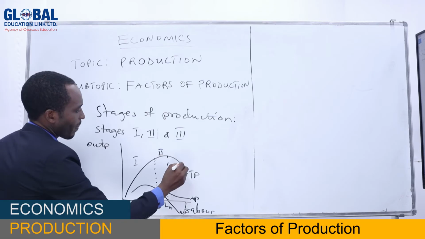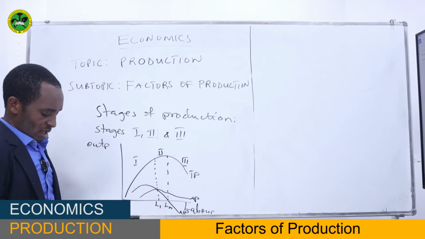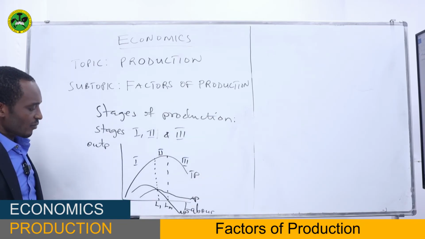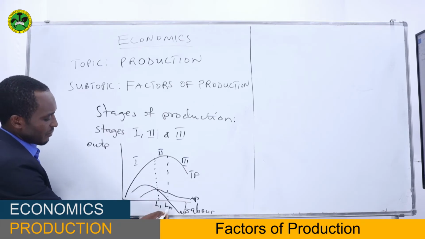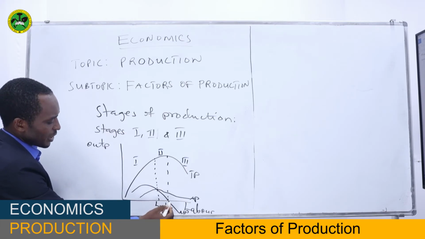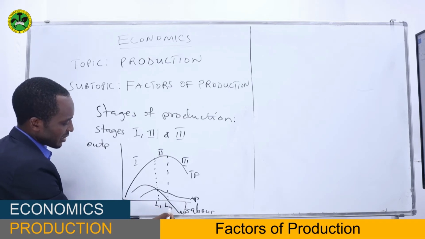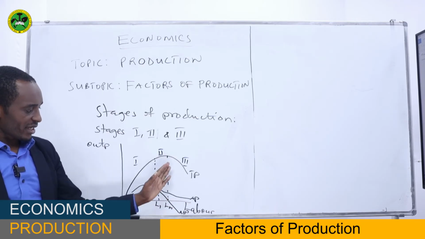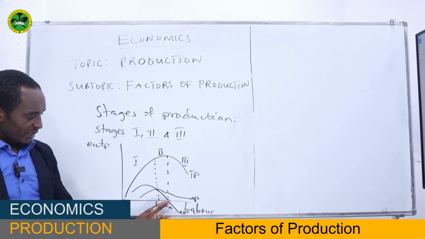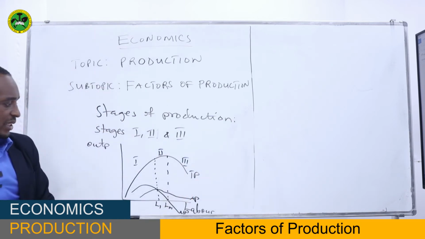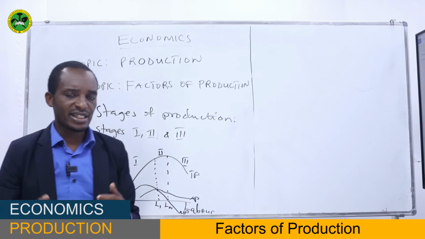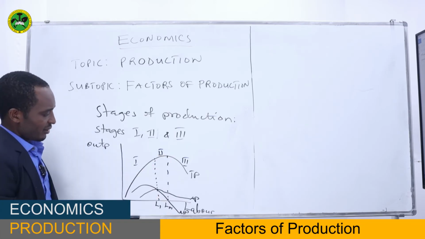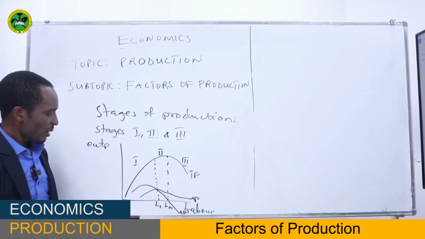And stage 3 starts when the marginal product is 0 and beyond. So after LM, the labor employed above this LM, we are employing at stage 3. So stage 3 will start at this point and beyond. So if we are discussing the stages of production, you'll discuss these 3 stages: stage 1, stage 2, and stage 3.